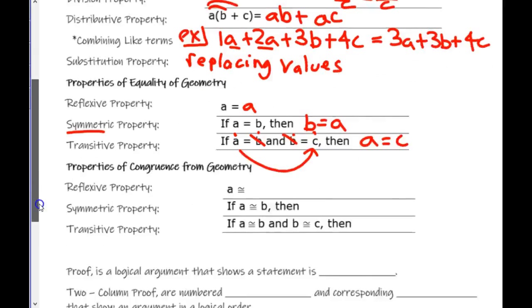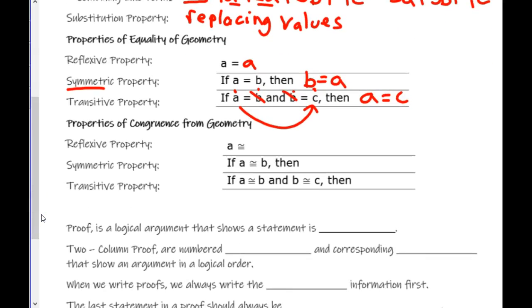Now, down here, it's the same for figures in geometry. Notice these down here have, instead of an equal sign, a congruence sign, which is different. Okay. Reflexive property, A is congruent to A. Same thing, right? Symmetric property, if A is congruent to B, then B is congruent to A. Okay.